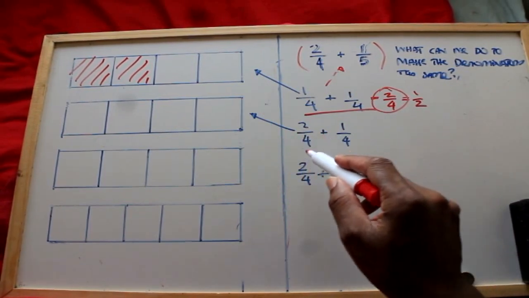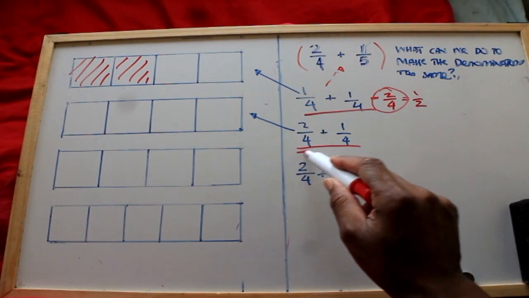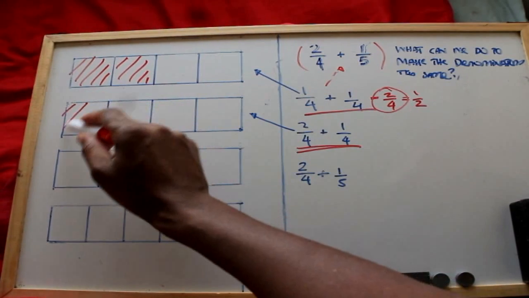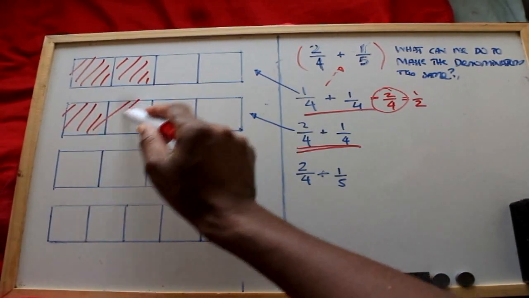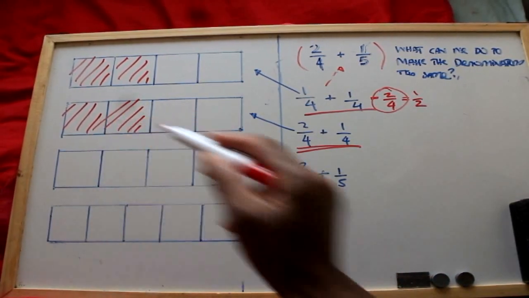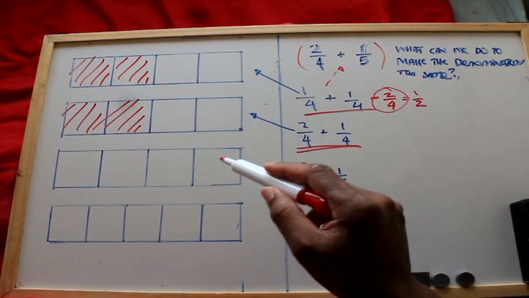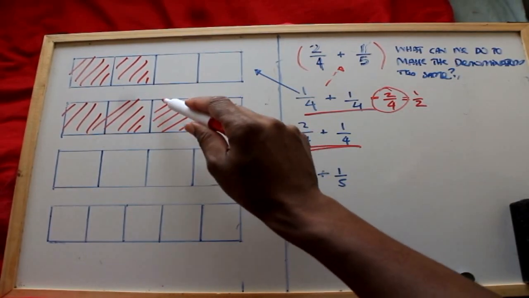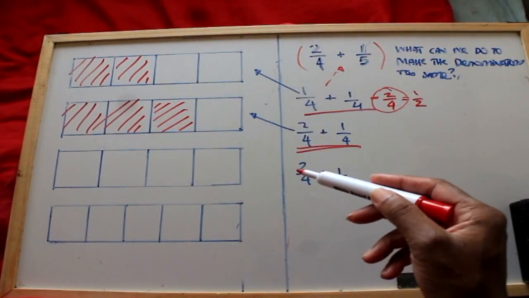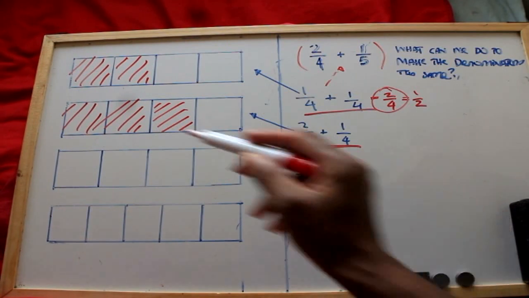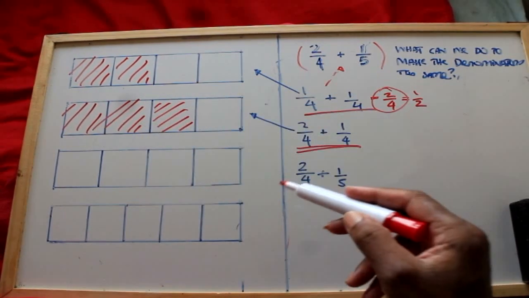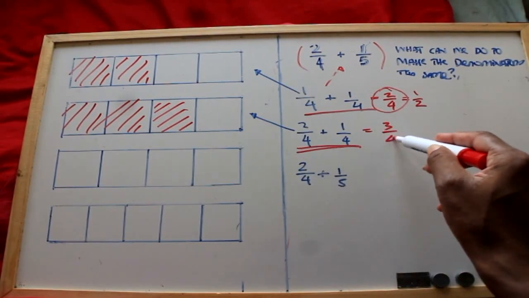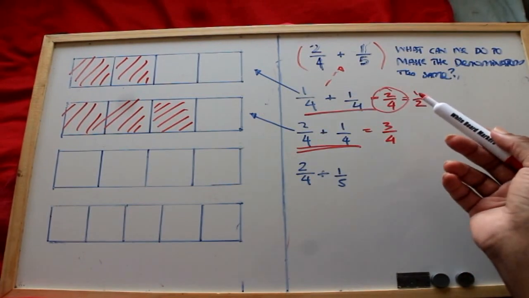Now let's do the next question. 2 over 4 plus 1 over 4. So 2 over 4, that's 2 out of 4, plus 1 over 4. Well, as you can see, that's clearly very easy. 1, 2, 3 out of 4, so that equals 3 over 4. And that's how similar fractions work.